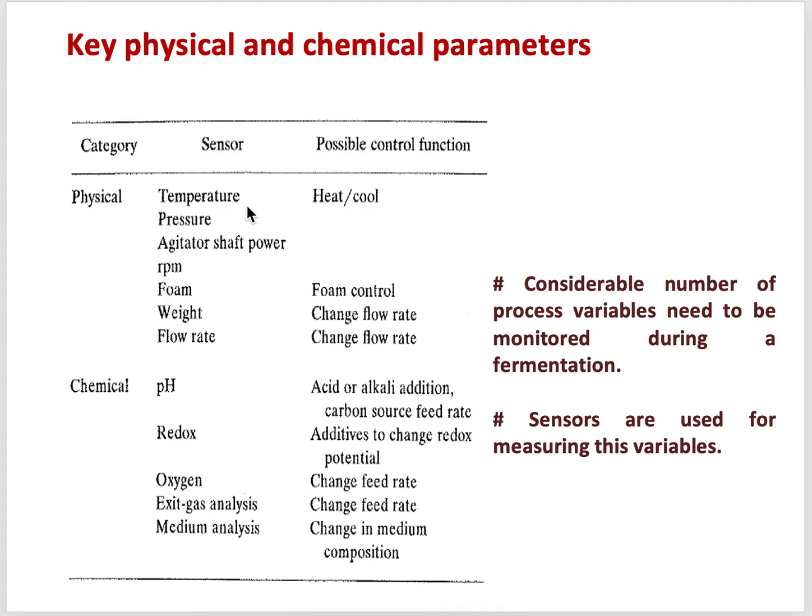Sorry, I forgot to mention one thing: the fermenters contain several sensors to sense these variables, to sense the values of these variables. And as I just said, there are control systems to control them if the value of these variables is different from the standard value. So we'll talk about this in more detail in later slides.